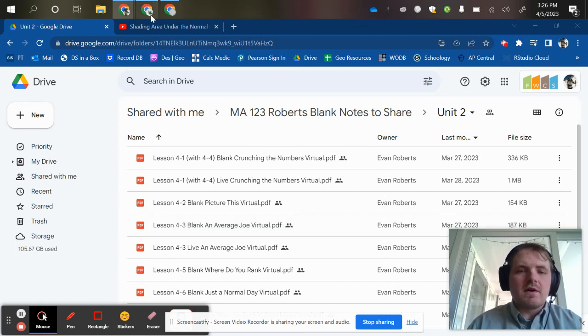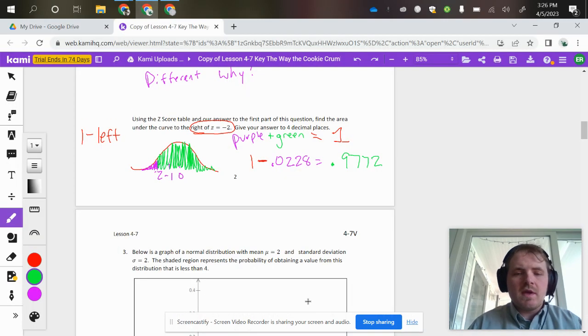Okay, guys, so just moving on a little bit farther into the notes here. This says, using the z-score table and our answer to the first part of the question, find the area under the curve to the right. So again, that's going to be this green area down here. And if you remember, the default is that the table gives you the area to the left.